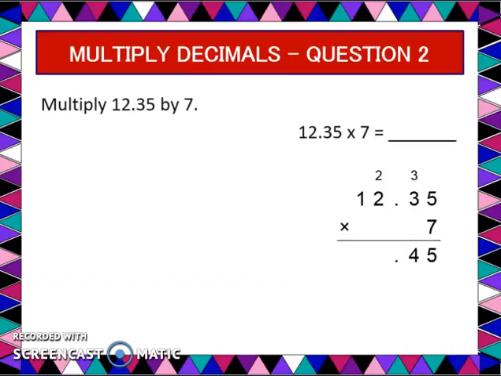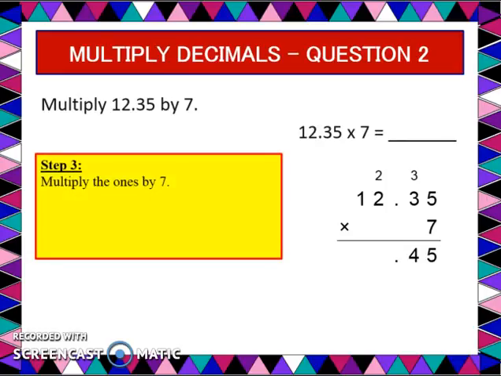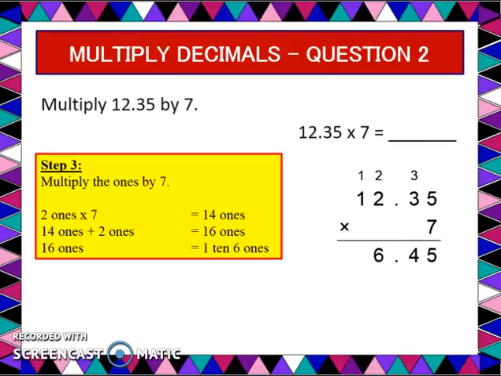Step 3. After the hundredth and after the tenth, it's time to multiply the ones by 7. 2 ones times 7 equals 14 ones. Let's add the 2 ones. Let's do the renaming. And we will get 1 ten and 6 ones.